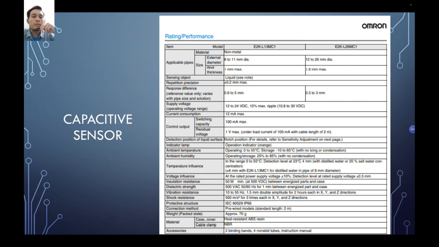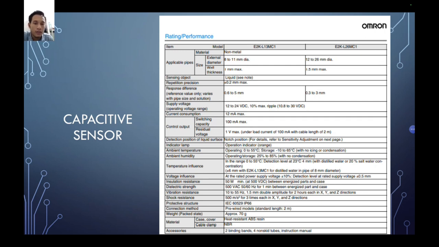It uses a supply voltage of 12 to 24 volt DC. Its current consumption is 12 milliamp maximum. Its control output has a switching capacity of 100 milliamp maximum, and its voltage is 1 volt. The detection position of the liquid surface is by notch position, and it can be referred to by sensitivity adjustment.